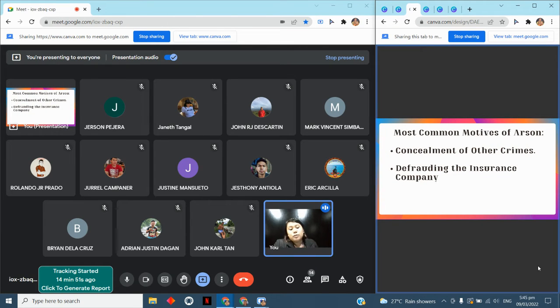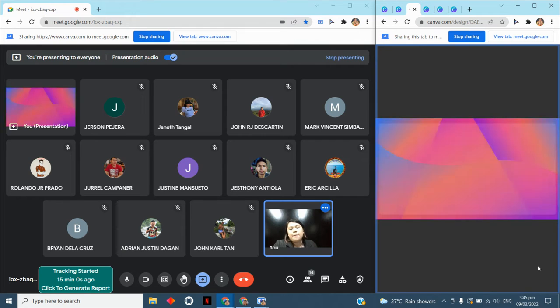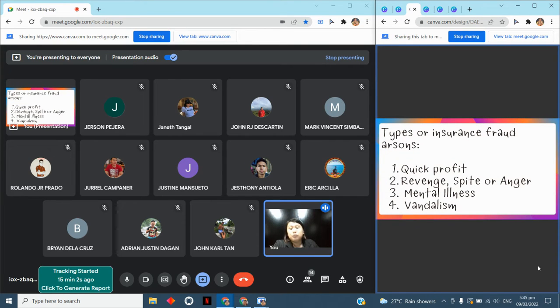So these are the most common motives of arson, no? Concealment of other crimes, defrauding the insurance company, maybe. He conceals the body, a dead body, by burning the house or building. So we have here the types of insurance fraud arsons. Quick profit. So of course you will get money. Okay? Because you have insurance. Revenge, spite or anger, mental illness and vandalism.